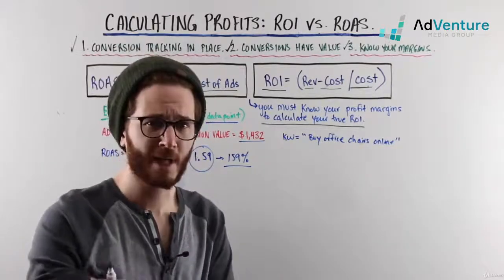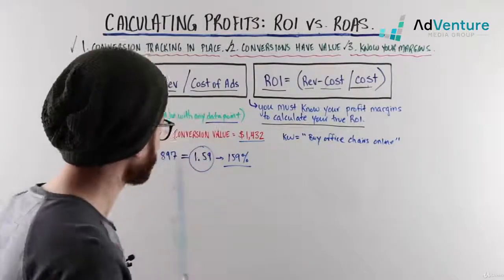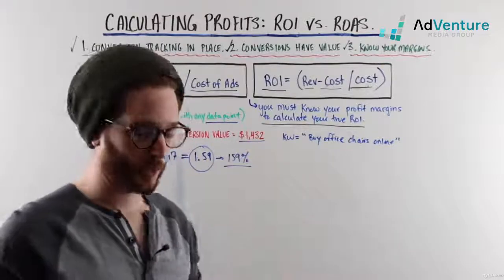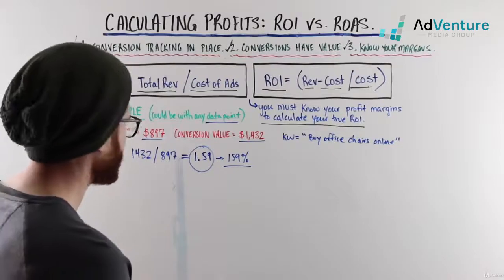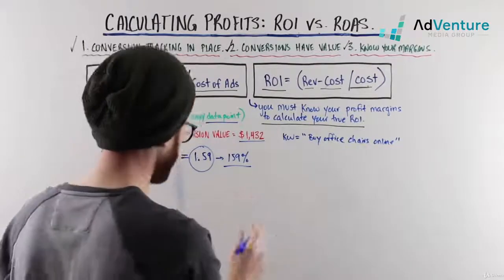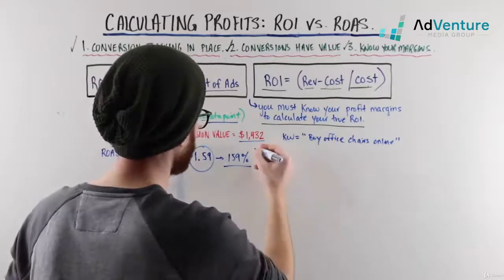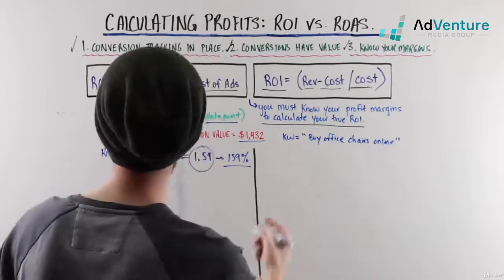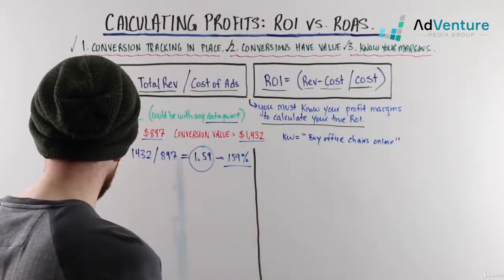But now let's get a little bit more complicated. Let's get a little bit more thoughtful. Say we wanted to figure out our profit, our return on investment, taking into account our profit margins, okay? So now let's move over here, get a little bit more view. Maybe we'll change the color. Let's go to black here. And we're going to use the same data, okay? We're still going to be talking about this keyword, same spend of $8.97 and conversion value of $14.32, okay?